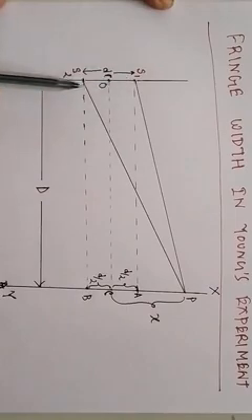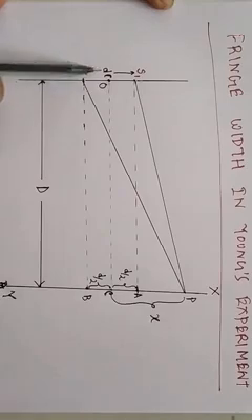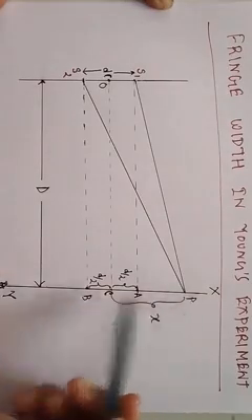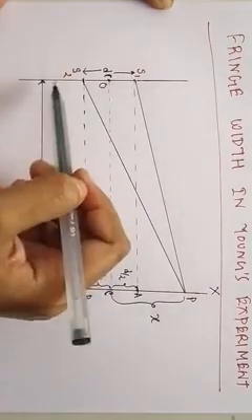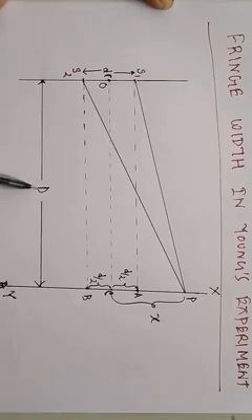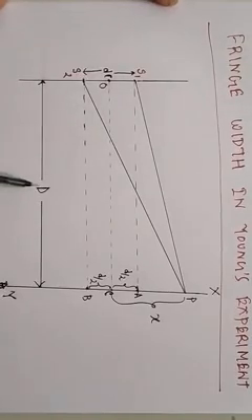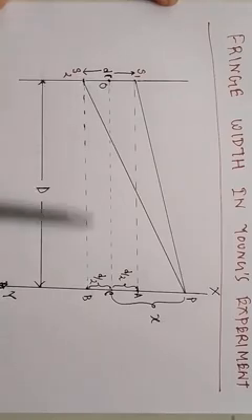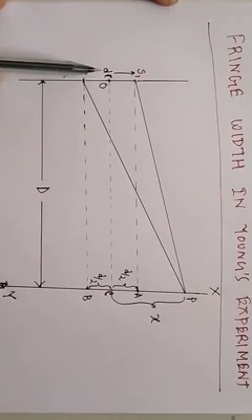Here we have these two coherent sources S1 and S2, and the slit separation is d. S1 and S2 are very close to each other, so d is a very small length. The screen XY is placed parallel to the slits. Capital D is the distance between the slits and the screen, and capital D is much greater than the slit separation small d.